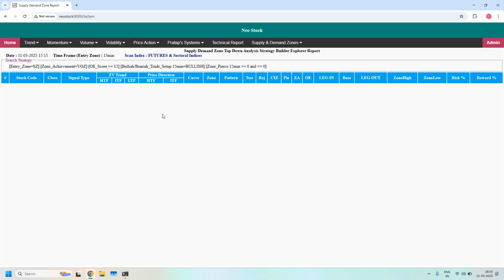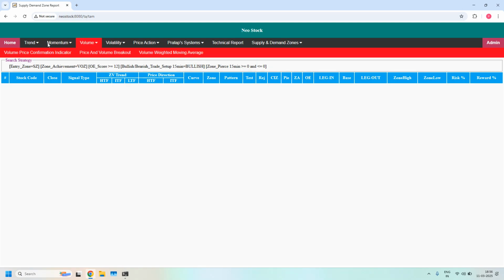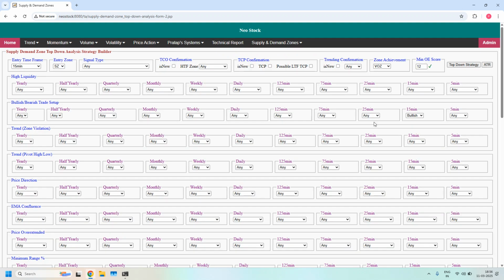So have we selected properly? Entry time frame is 15 minutes. Entry zone is supply zone. Zone achievement violated opposing. POZ. OE score greater than 12. In bullish or bearish trade setup at 15 minutes, we selected. See the mistake. Have you noticed? I selected bullish. Actually, I am supposed to select bearish. So let me go back and correct the mistake.